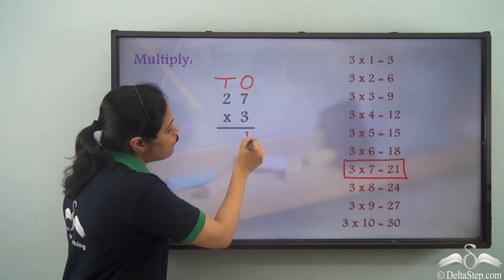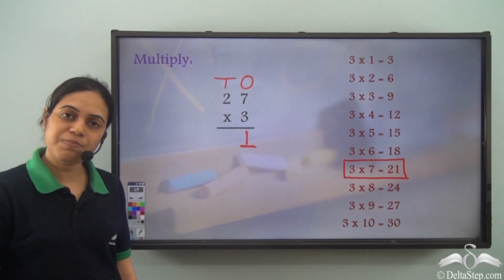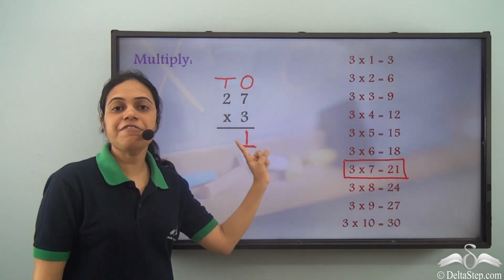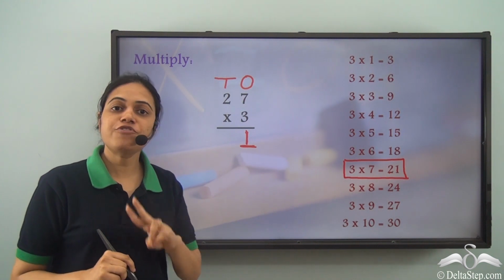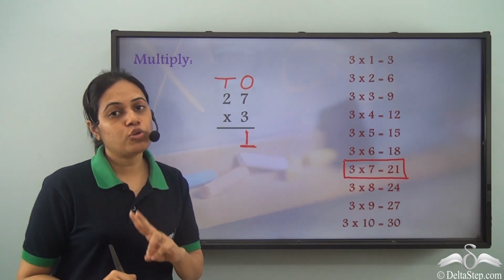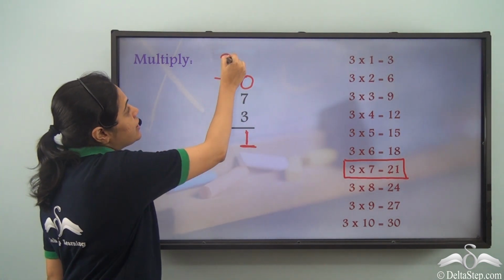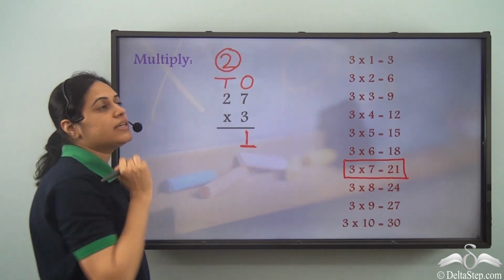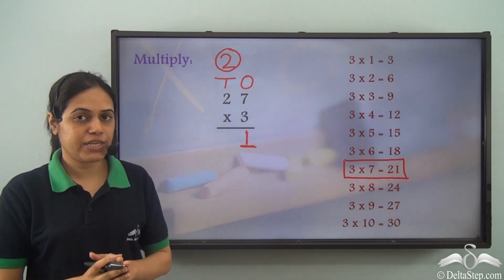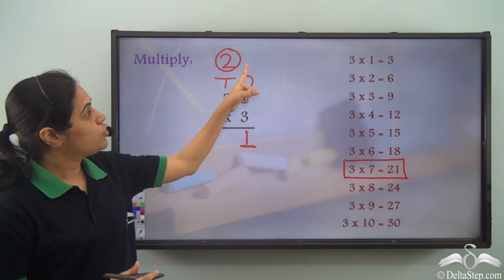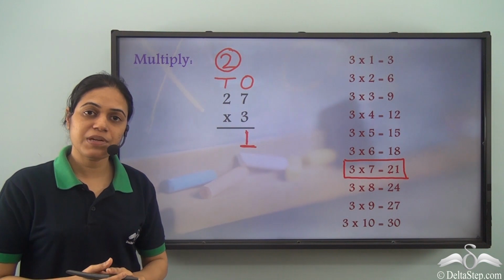So 1 ones will come in the ones place because I have 1 ones. So 1 will come in the ones place, and I have 2 tens. So 2 tens will be carried over to the tens place. I say that I am carrying 2 to the tens place. So 2 tens goes to the tens place.